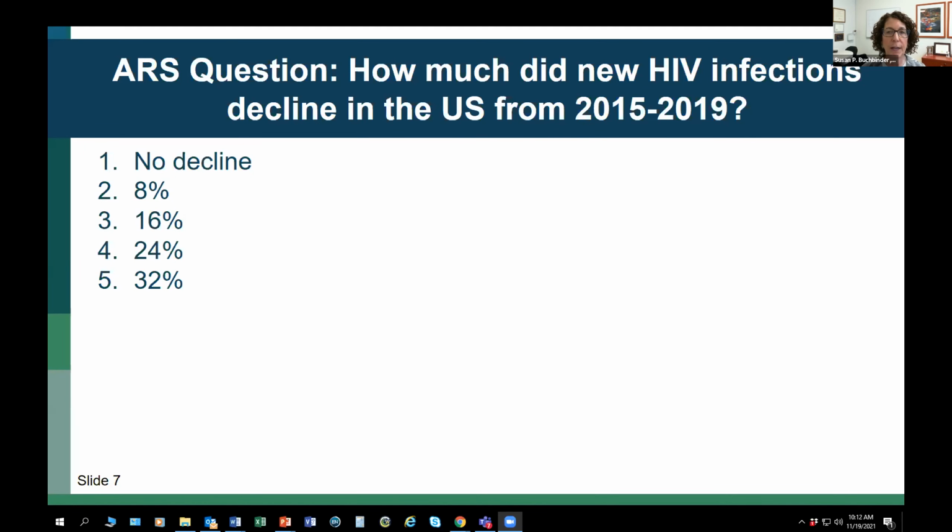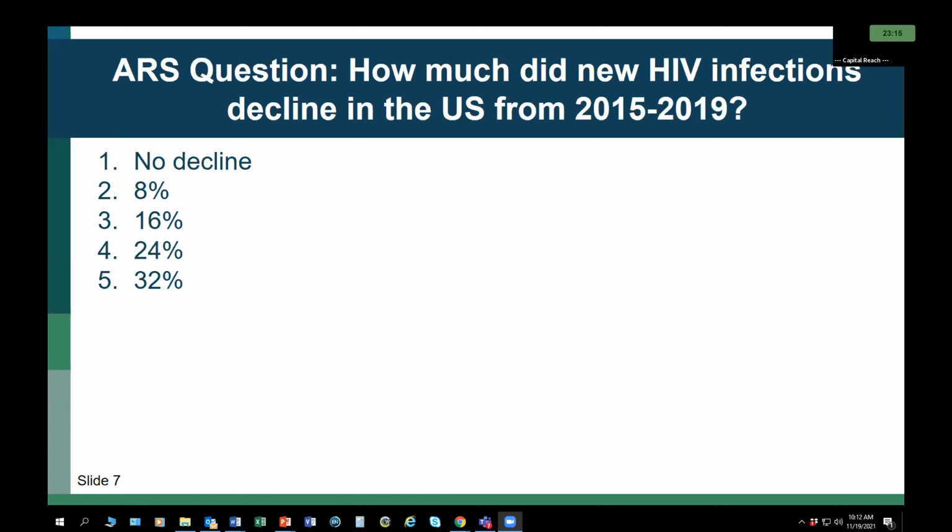How much did new HIV infections decline in the US from 2015 to 2019? So if you can answer this poll: no decline, 8% decline, 16% decline, 24% decline, or 32% decline. And that's from 2015 to 2019. Go ahead and vote. And if you don't know, just take a wild guess.